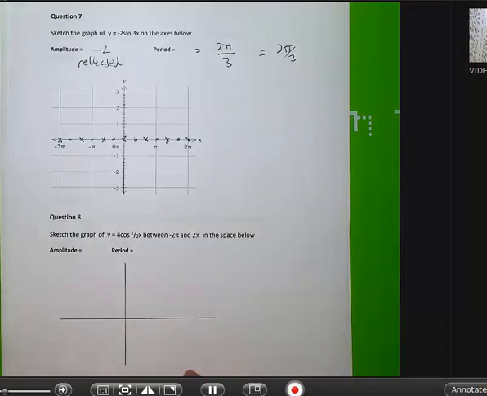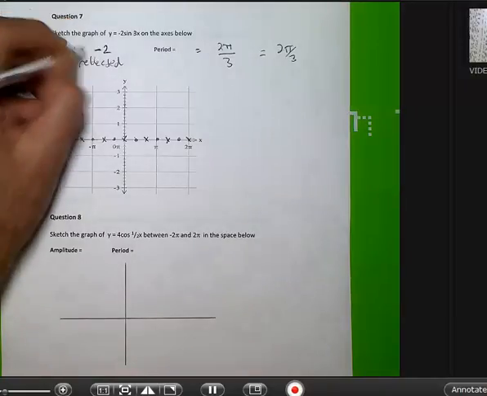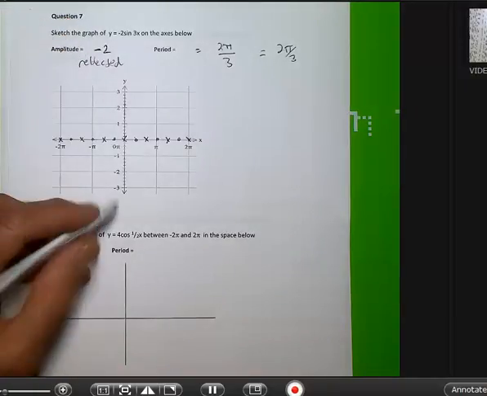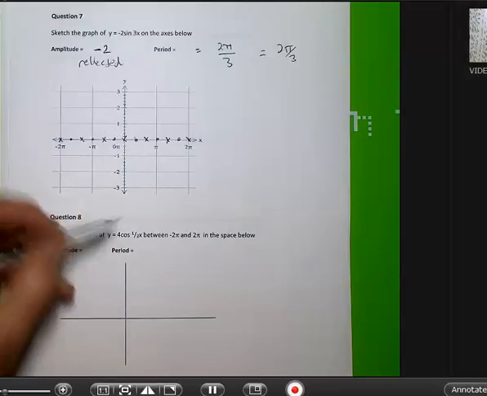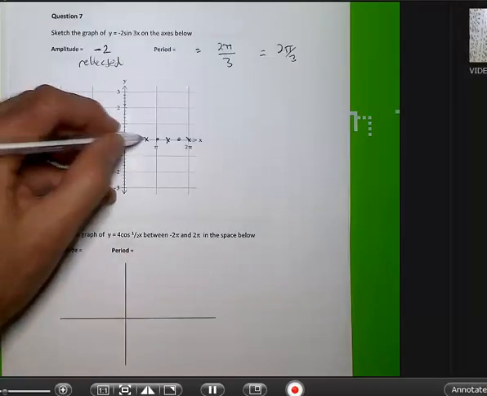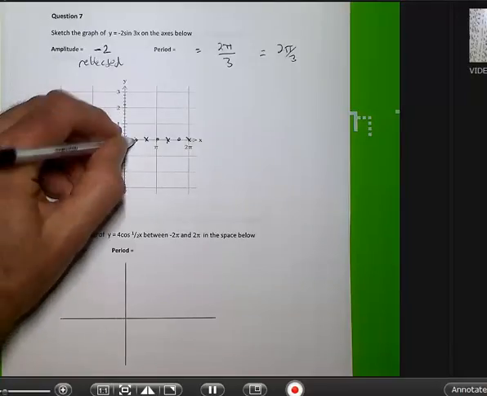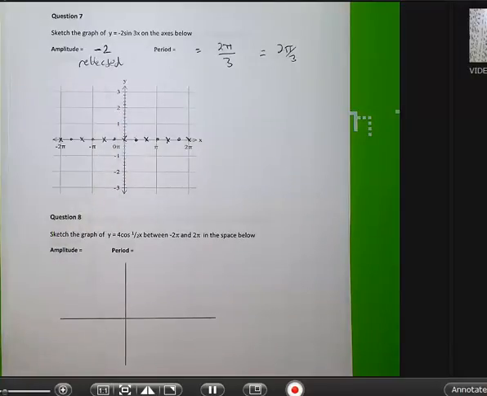Moving now on to question 7, you see we've got the graph of y is equal to negative 2 sine 3x. First thing I note, the amplitude is 2, and I've got a reflection around the x-axis. The period is 2/3 pi. Now what I've done here, I've put little crosses for each of the repeating periods and a dot for somewhere where it's actually going to be transformed a bit.